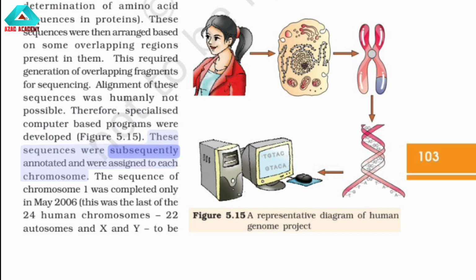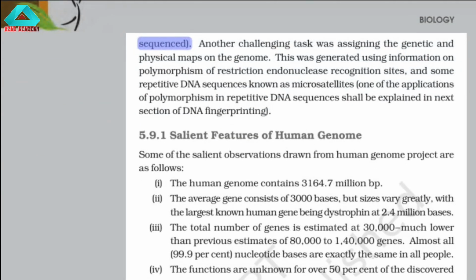These sequences were subsequently annotated and were assigned to each chromosome. The sequence of chromosome 1 was completed only in May 2006. This was the last of the 24 human chromosomes, 22 autosomes and X and Y, to be sequenced. Another challenging task was assigning the genetic and physical maps on the genome. This was generated using information on polymorphism of restriction endonuclease recognition sites and some repetitive DNA sequences known as microsatellites. One of the applications of polymorphism and repetitive DNA sequences shall be explained in the next section on DNA fingerprinting.